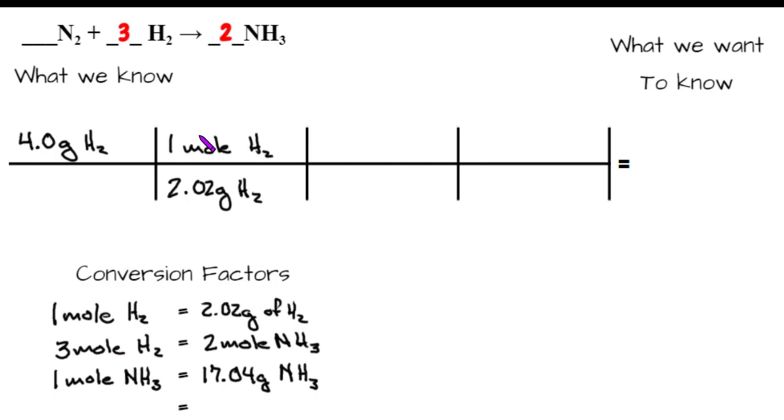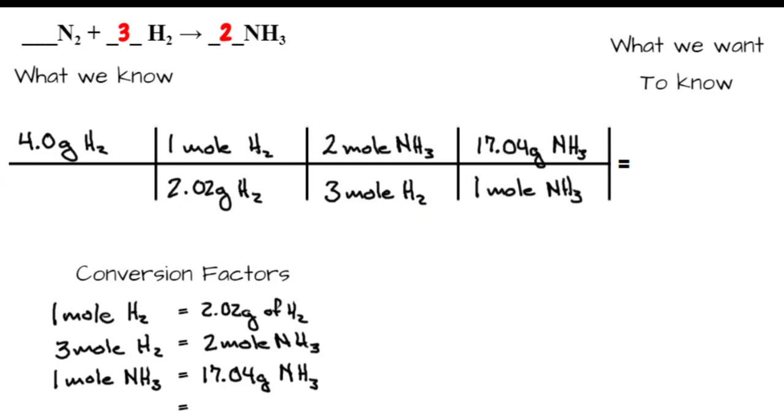Alright, and so I'm going to want the moles of hydrogen, so 3 moles of H2. For that, I will get 2 moles of NH3. For every 1 mole of NH3, I'll get 17.04 grams. And so now I can cancel here, cancel here. I can cancel the moles hydrogen with the moles hydrogen. I can cancel the moles NH3 with the moles NH3, leaving me with grams of NH3.